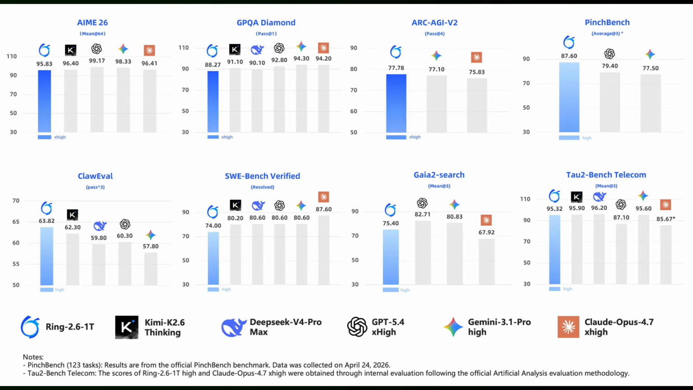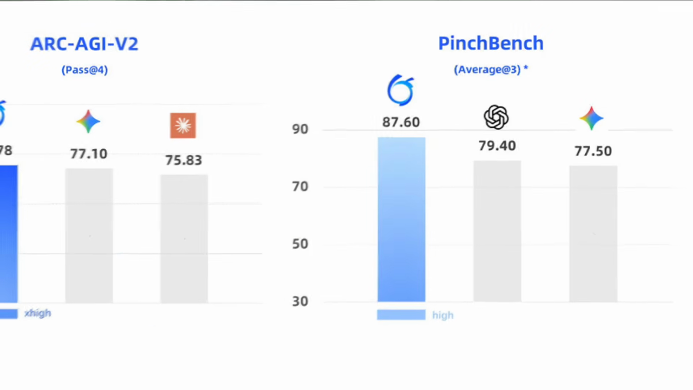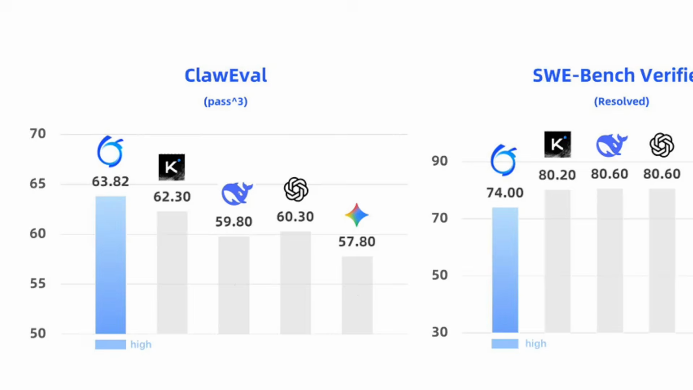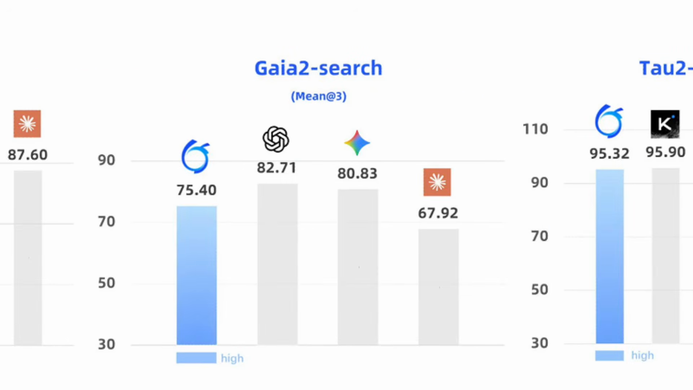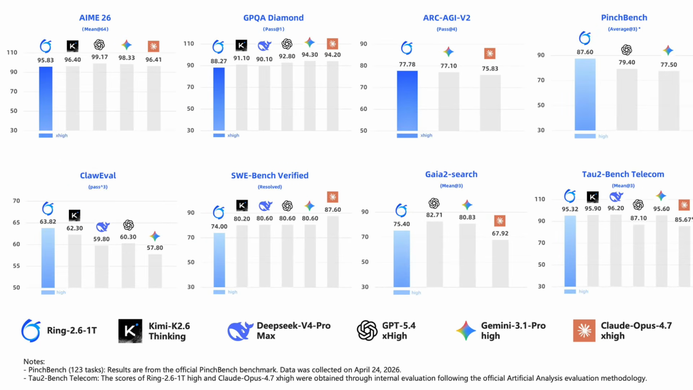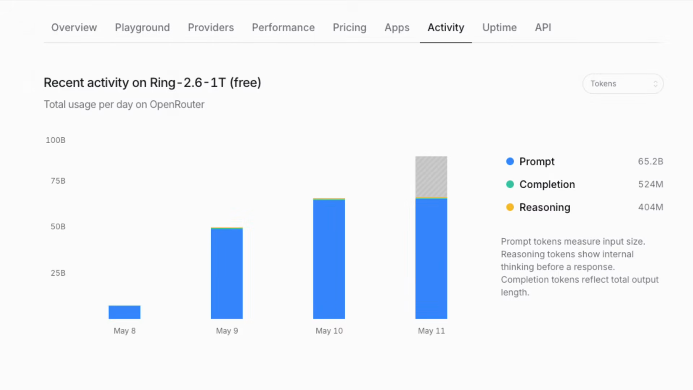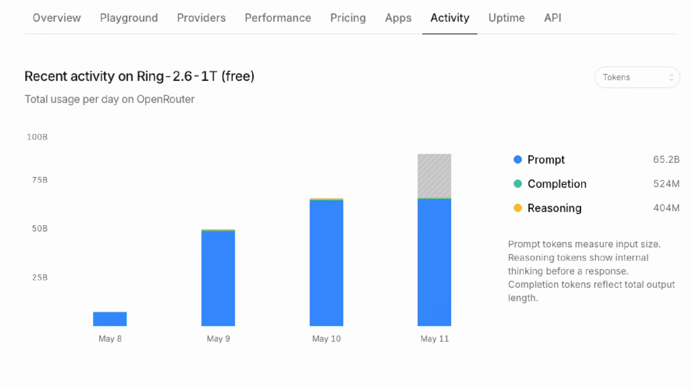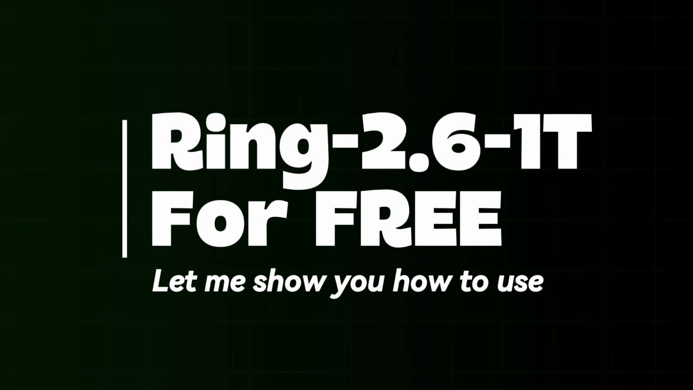Ring 2.6 1T has shown strong results in agentic focused evaluations like PinchBench, Claw-Eval, TAU2 Bench, and GAIA2. Why is that important? Because these benchmarks focus more on actually completing tasks, not just answering questions. And that is much closer to how people use AI in real projects. Now, let me show you how to use it for free.